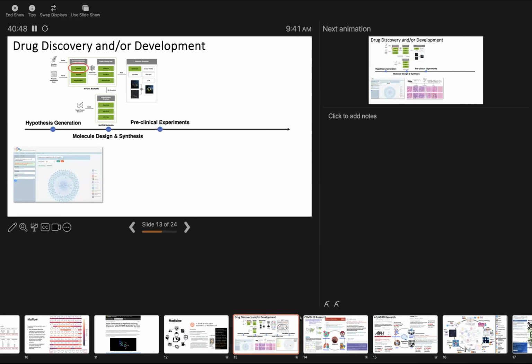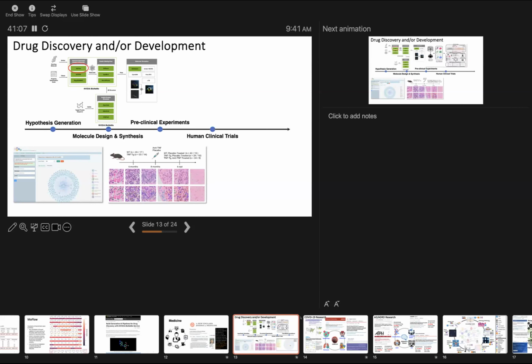The workflow goes in this way, and then to preclinical experiments. After you have the molecule design and you synthesize the molecule, you have to show with all kinds of wet lab and animal experiments its effectiveness. So this is another work we have done, analyzing animal data on pathology slides. And then it goes to human clinical trial. This perhaps takes the longest time and also the most money.